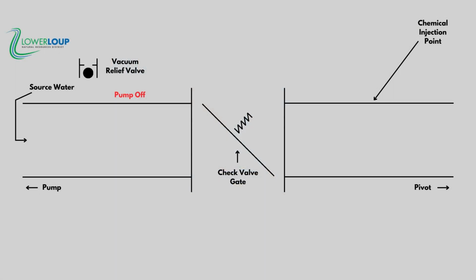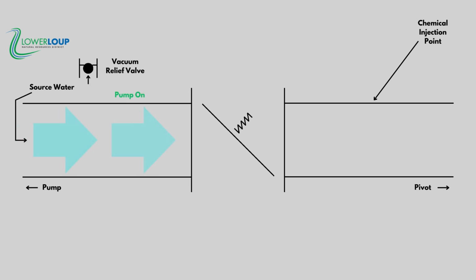Here is a basic example of a check valve system. The valve is located between the source water, generally a groundwater irrigation well, or surface water such as a canal, and the chemical injection point. In the case of groundwater wells, the check valve should be the first in-pipe device in the system to reduce contamination risk. The check valve gate is held closed with a system set to a tension creating a watertight seal.